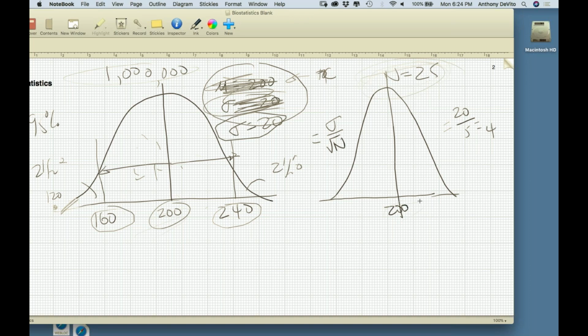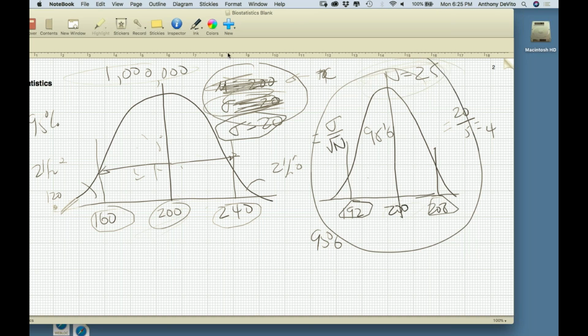So in this case, our 95% interval, 95% of these values, are going to be between 2 standard deviations above and 2 standard deviations below, which now is going to be 192 to 208. What does that range mean? That means that 95% of the samples that I take of size 25 from this population are going to be between 192 and 208. So here we're dealing with the sample means, and here we're dealing with the population values themselves.